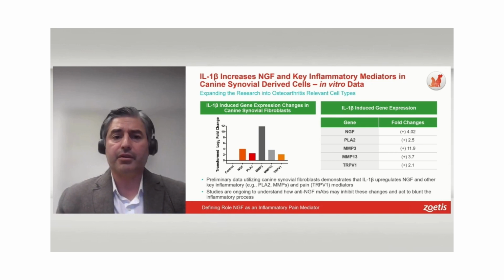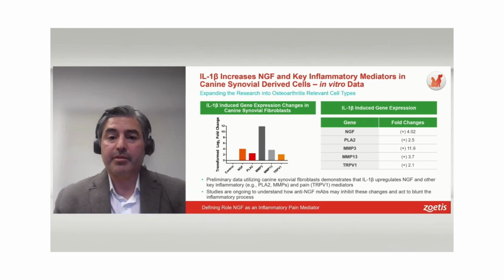On the left-hand side, the graph is showing that IL-1 beta induces gene expression changes in these canine synoviocytes. And one of the key gene changes that you can see if you look at the orange bar is NGF. So we're demonstrating that we have a system that mimics what we believe is occurring in the joint itself. That is, a pro-inflammatory cytokine is released like IL-1 beta, and it begins to upregulate NGF, as well as a bunch of other mediators like PLA2 and MMPs, as well as TRPV1 in the same system.